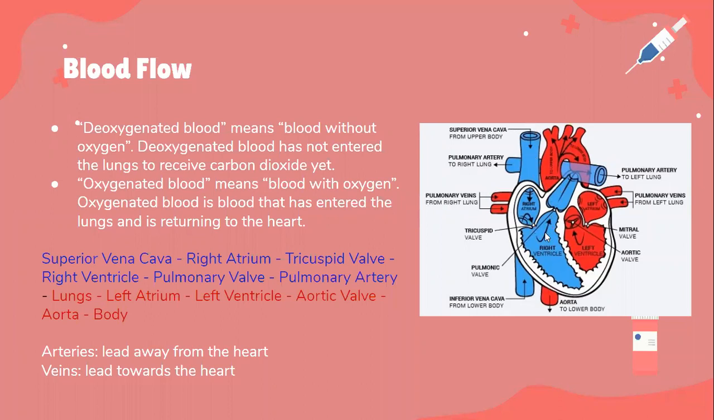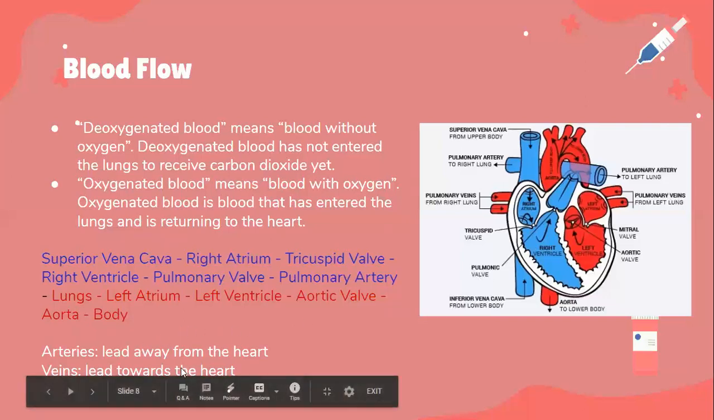I always thought it kind of went through the left side, but I was wrong. It always starts from above, from the superior vena cava, and always starts with the deoxygenated blood, so always blue. And arteries are this, I just thought this would be nice to know.